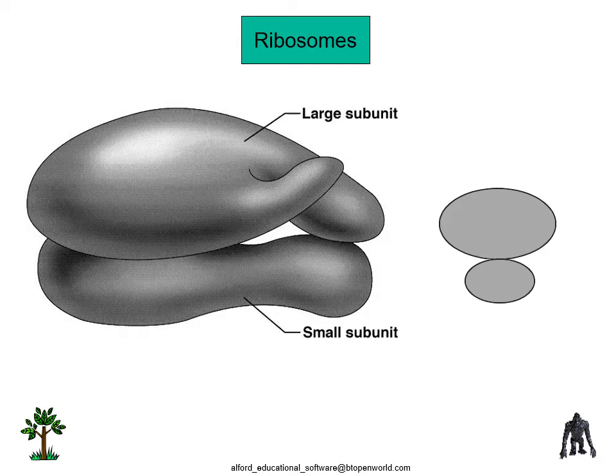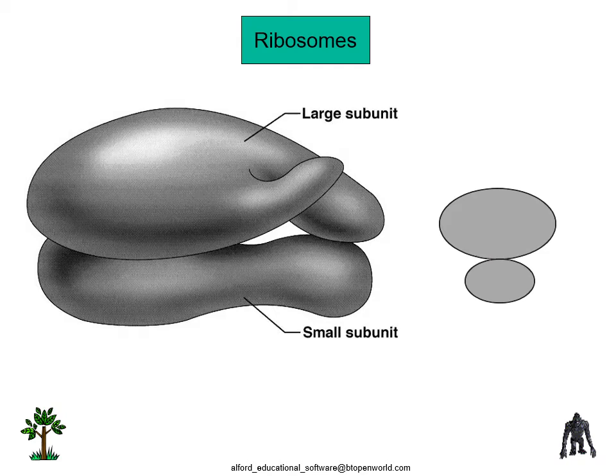In eukaryotic cells, so in the cell types that we're looking at the moment, the plant cell and the animal cell, ribosomes are called 80S ribosomes. That's a reference to their size. They are made up of a large and a small subunit, and they are the site of protein synthesis. This is where amino acids are joined together by condensation reactions.